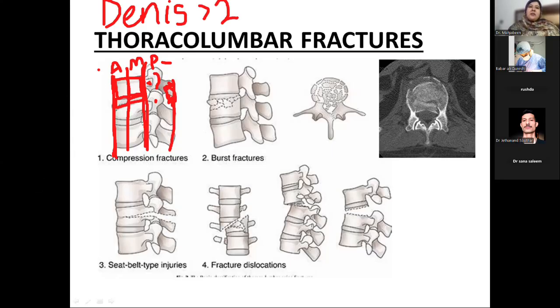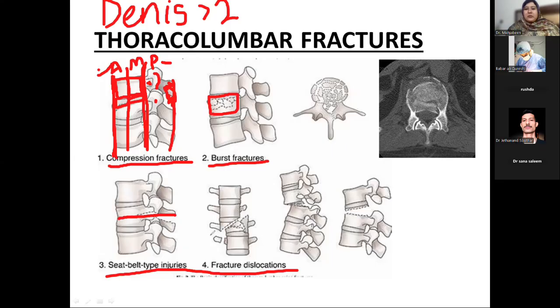So the fractures are divided based on what column is involved. If the anterior column is involved, the fracture is known as a compression fracture. If the anterior and middle columns are both involved, then it is known as a burst fracture. If three column injuries are there, then they are known as seat belt and fracture dislocation injuries. Both of them involve all three columns, anterior, middle, and posterior.